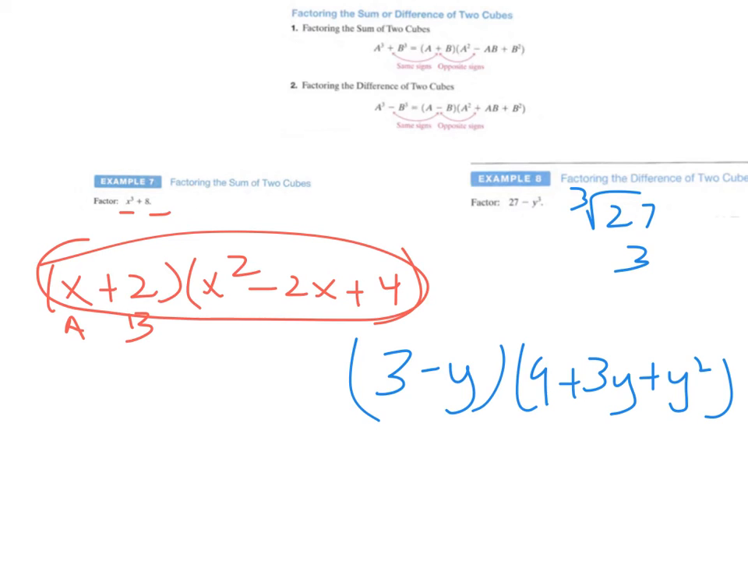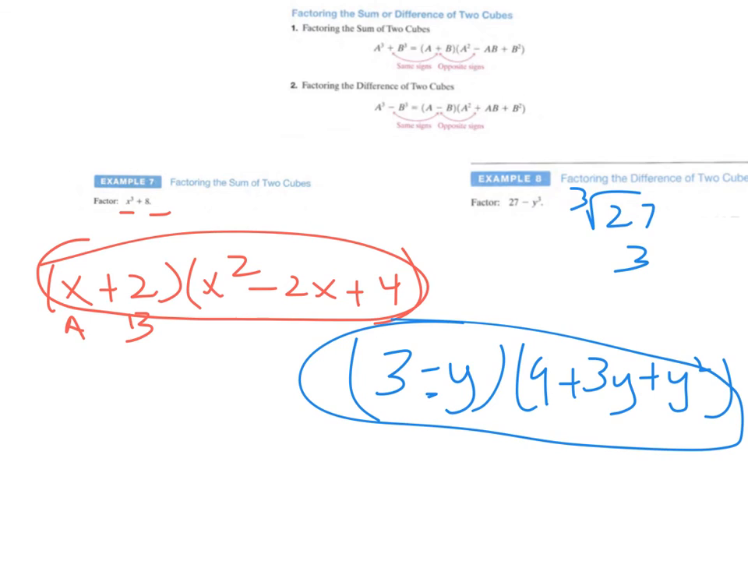So when you have a subtraction, the first one's subtraction, the rest are addition. When you have addition, the first one's addition, and the rest then change to subtraction. And so there is my answer using the formula.